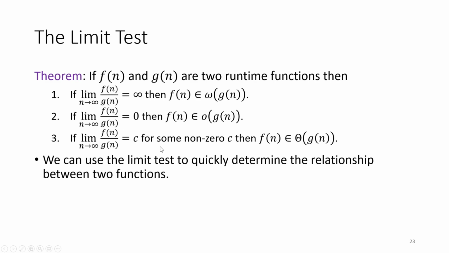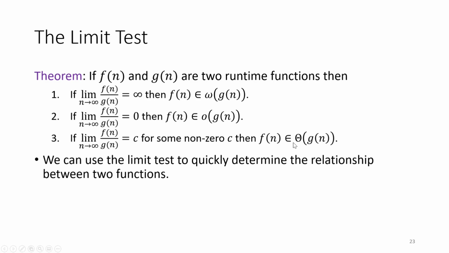Either we go to 0, shrink all the way down to 0, or we go all the way to infinity, or we end up with some constant in between, like 1 or 2 or 1/2 or a million. There's a lot of constants in between, of course. Any non-zero constant is fine. If you get a non-zero constant, then that means they grow at the same rate.